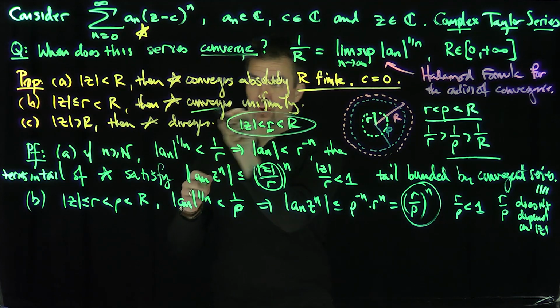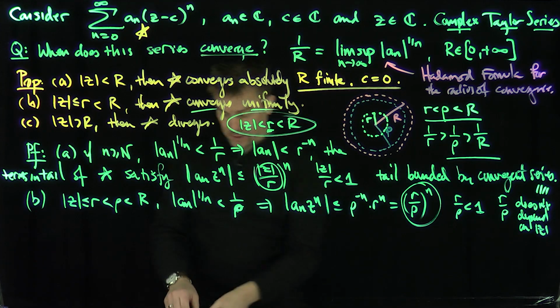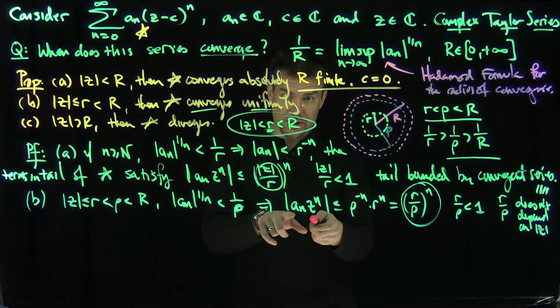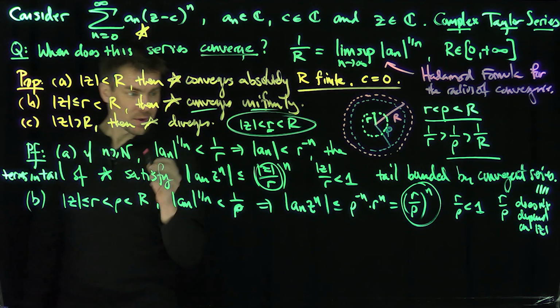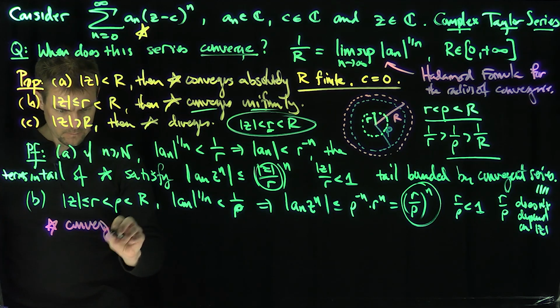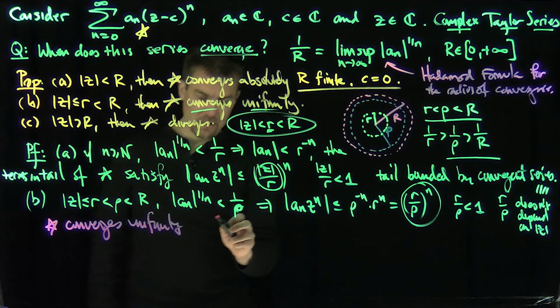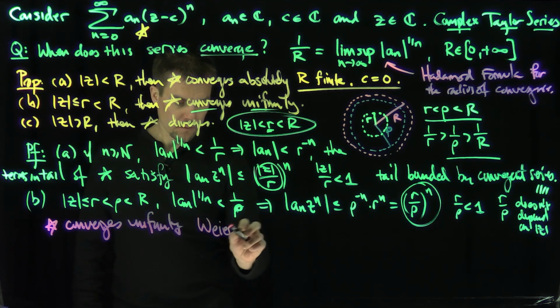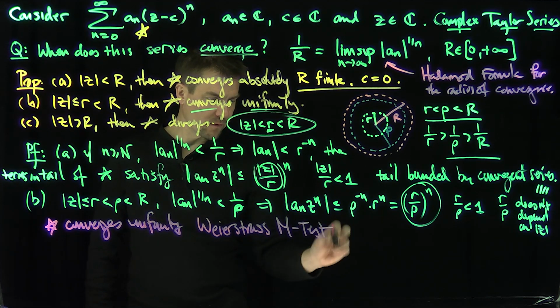Which is exactly what we need for uniform convergence, right? Good. And so now what's the idea? The idea is now I can apply the Weierstrass M-test because the terms in our series are bounded by the terms of a convergent series. So our series, star, converges uniformly by the Weierstrass M-test, which we've proven in a previous video.